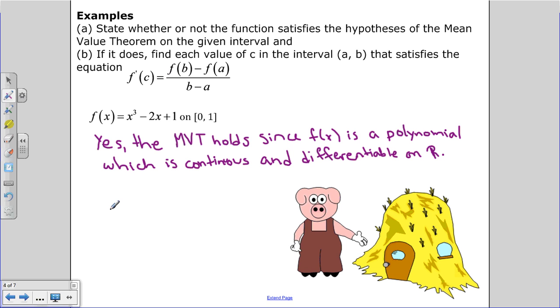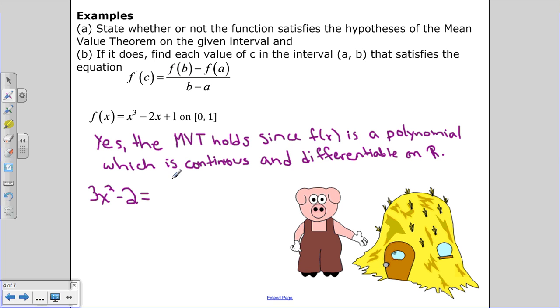such that the slope of the function at C is the same thing as f of 1 minus f of 0 divided by 1 minus 0. So we're going to find the C value, so I'll just use x. And so therefore I'm going to find the derivative. So the derivative of x cubed minus 2x plus 1 is 3x squared minus 2. We'll solve for the x value, or in other words, C value.